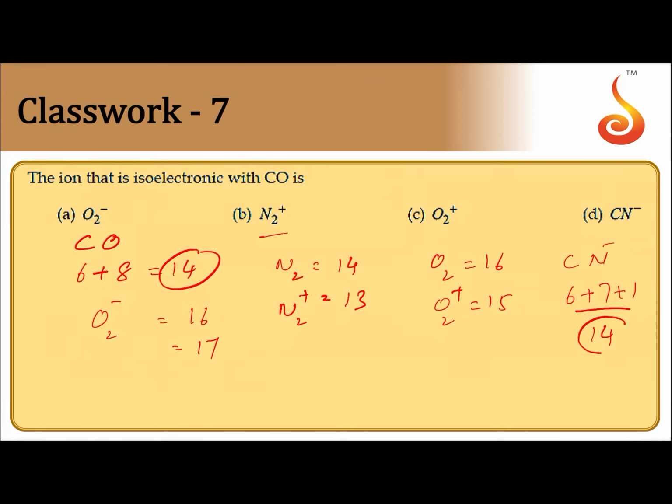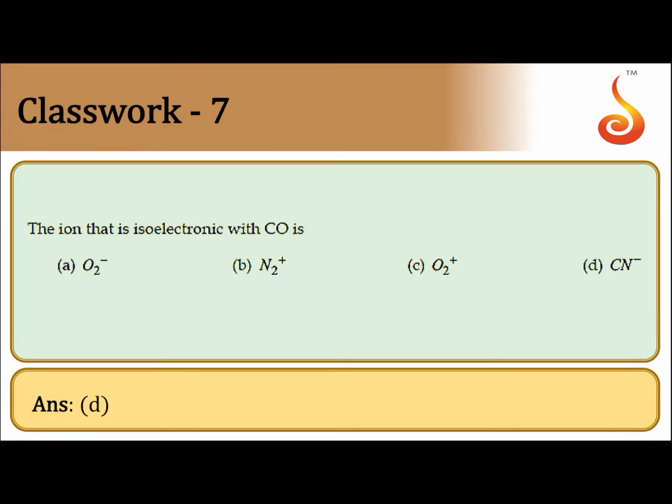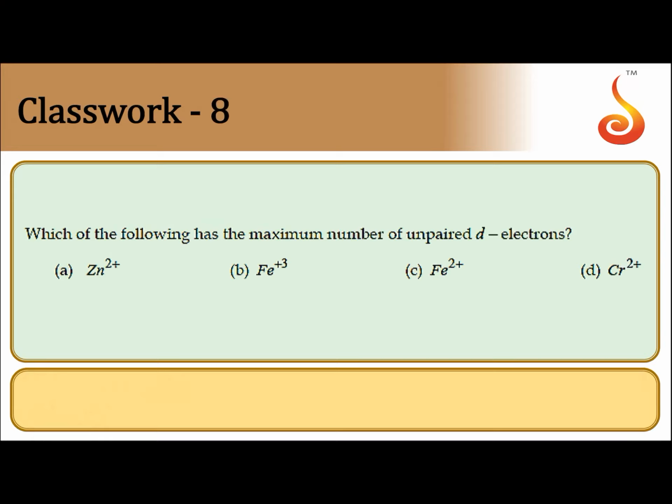Hence, CO has 14 electrons and CN minus is also having 14 electrons. Hence, CO is isoelectronic with CN minus. Hence, the option is D. So, simply we write the atomic numbers. If there is a minus charge, we add electrons. If there is a plus charge, we remove electrons. In that way, we can find the number of electrons in the given species. So the answer is option D.